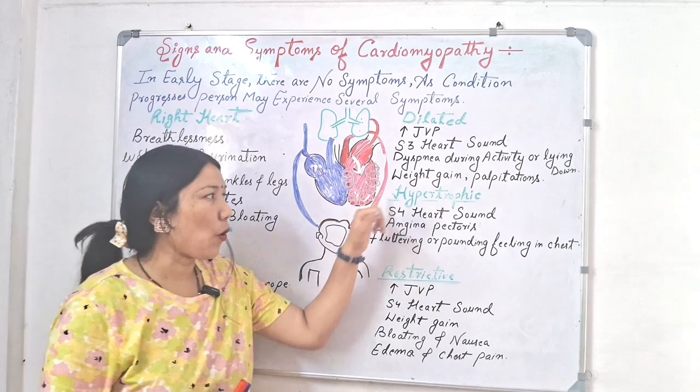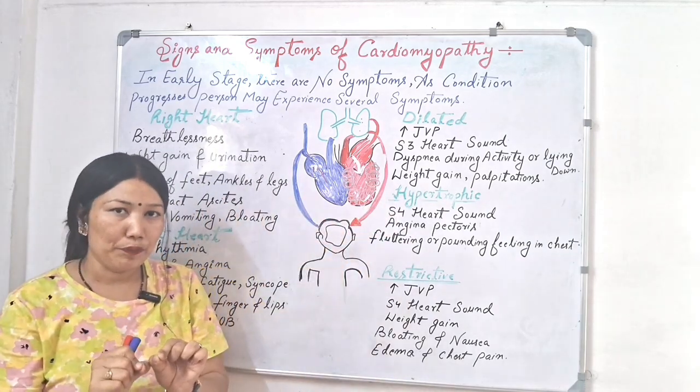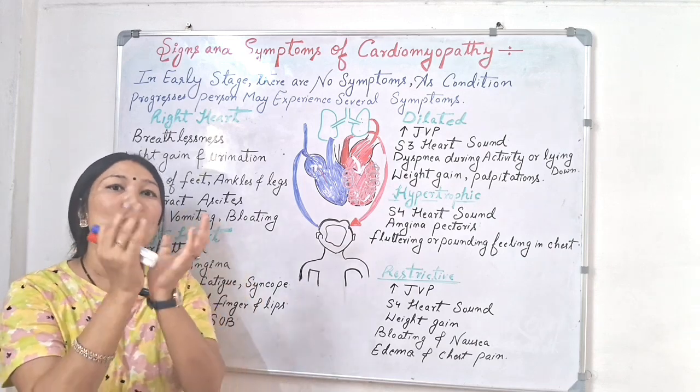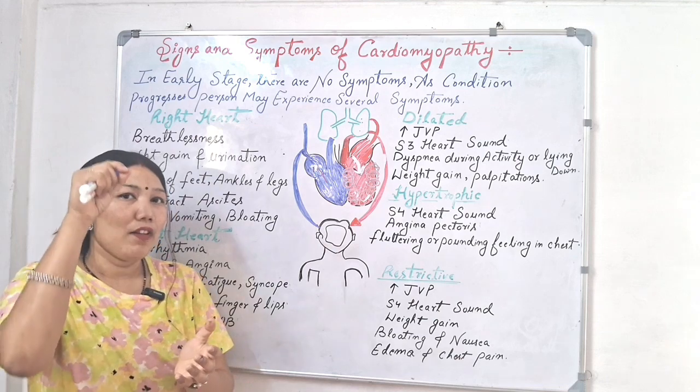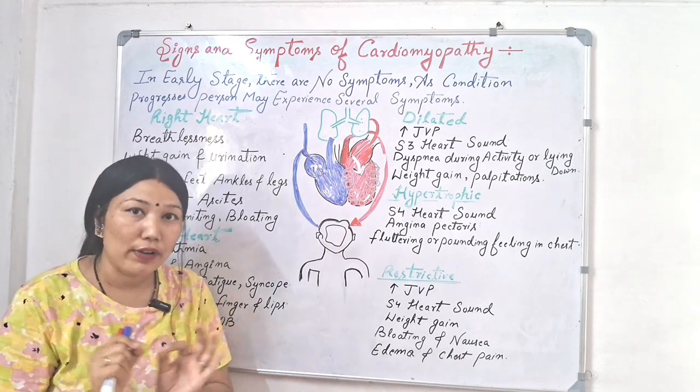Next, we have hypertrophic. Hypertrophic means there is thickness in the muscles of our heart. Due to this thickness, our ventricles will not be able to relax in a proper way, and less blood will be filled into our chamber. That is called diastolic failure.